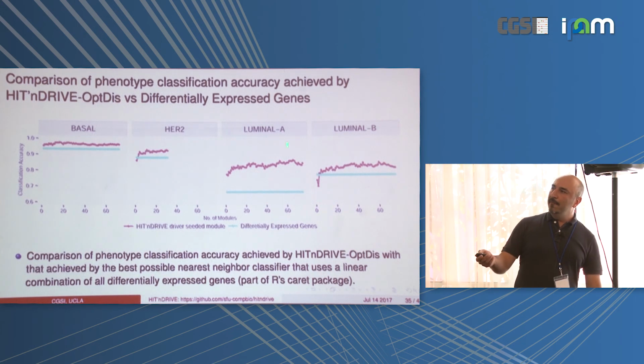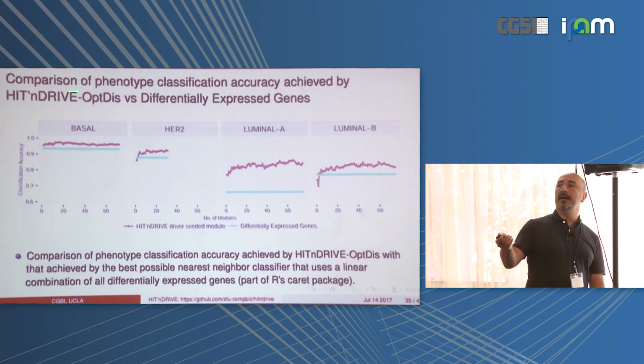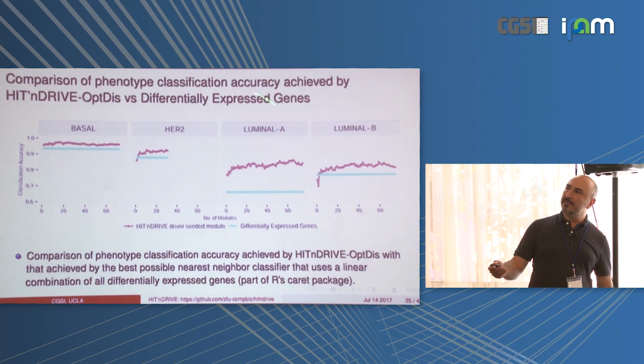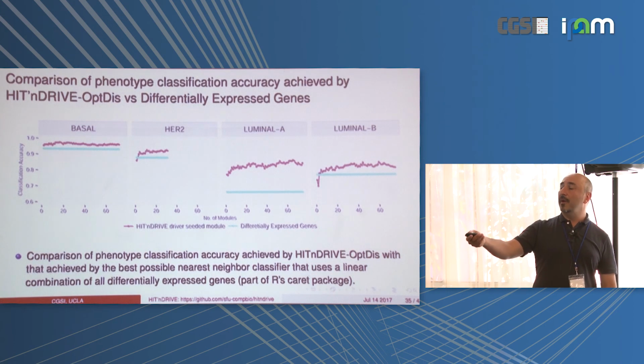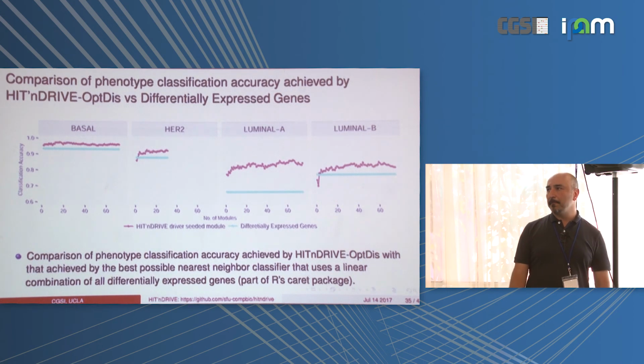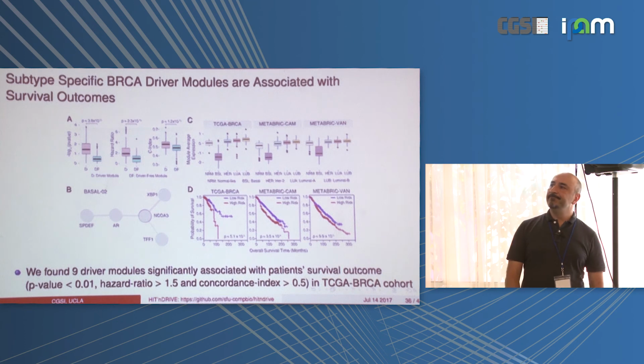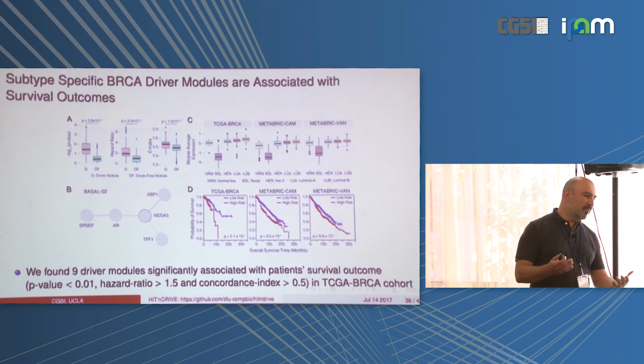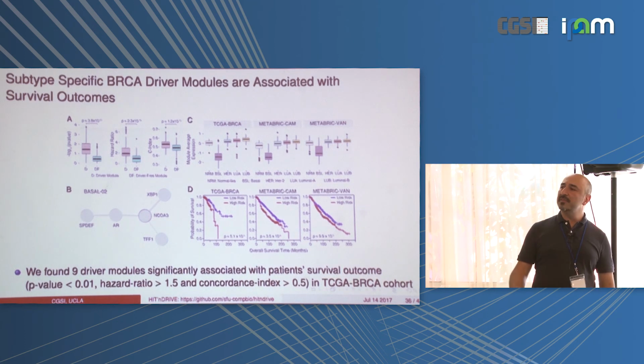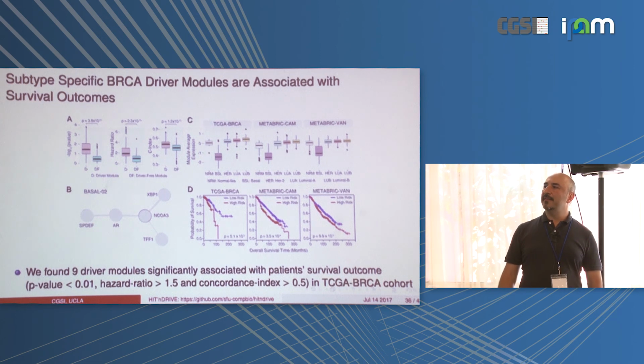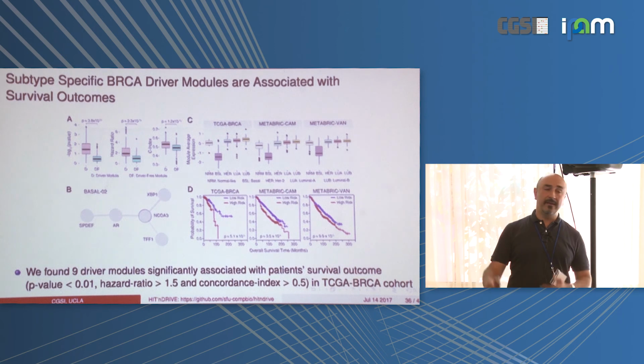If we compare the phenotype classification accuracy of HIT'nDRIVE versus just significantly differentially expressed genes, again, there's a significant difference with respect to accuracy, especially when you look at luminal A or luminal B. We can also reasonably well predict survival outcomes. I'm not going to get into that, but you can differentiate low risk versus high risk tumors.